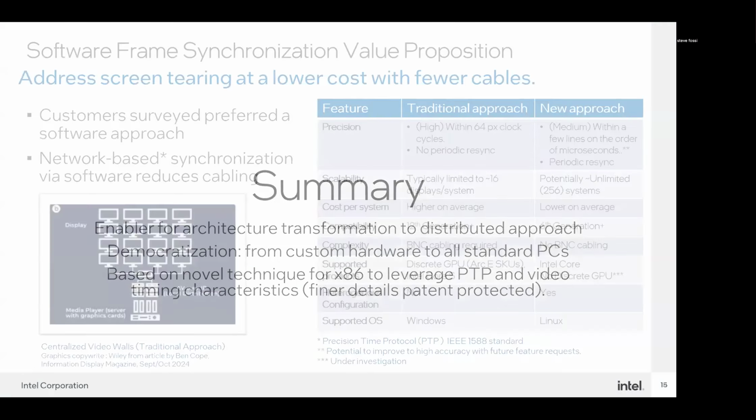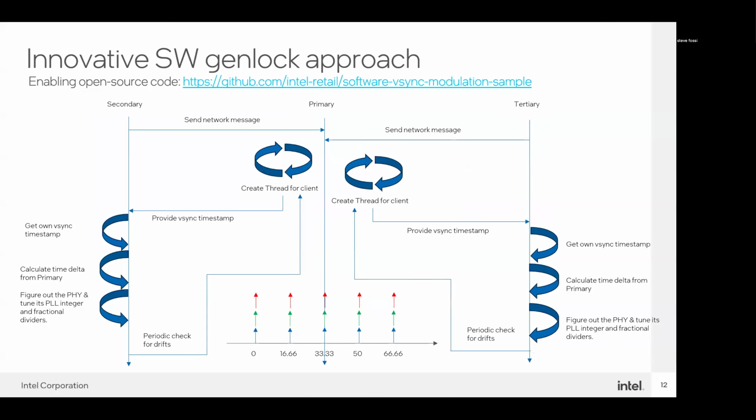Does anyone have any questions? I have a question, Ben. On slide 12, where Satyeshwar was giving the explanation, what happens if there's a failure in the primary?